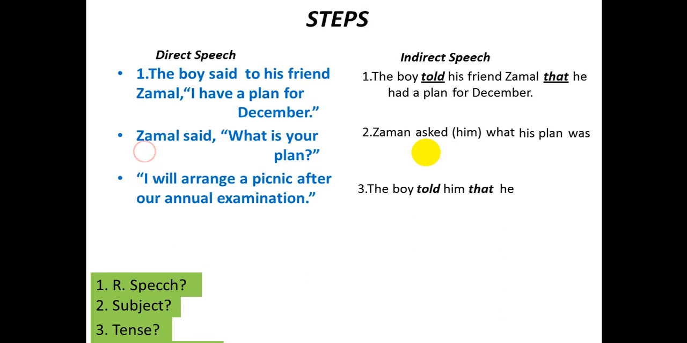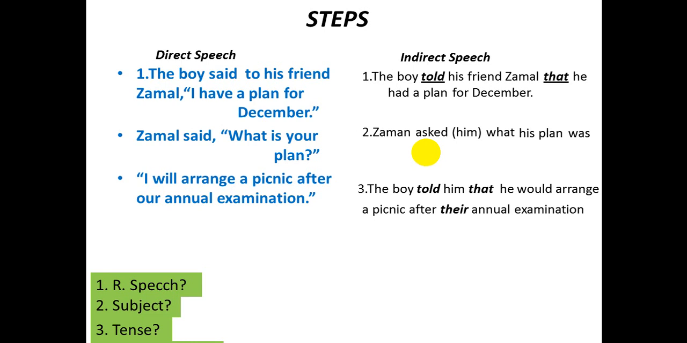Next, look at the tense: will arrange. It will be changed into would arrange, and this type of change was already shown to you in your previous classes. So what about the other words? A picnic after their annual examination. Only the word our is a pronoun, that means first person, so it is changed according to the subject of the reporting verb, the boy.